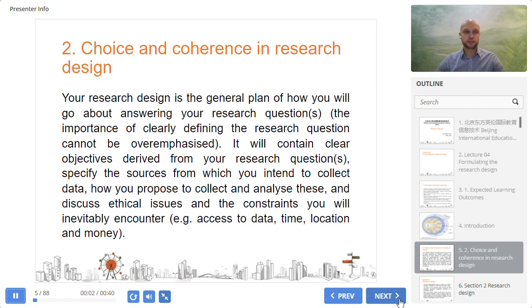Section number 2, Choice and Coherence in Research Design. Your research design is a general plan of how you will go about answering your research question. It will contain clear objectives derived from your research questions, specify the source from which you intend to collect data, how you propose to collect and analyze these, and discuss ethical issues and the constraints you will encounter. For instance, access to data, time, location, and money. Also, it should demonstrate that you have thought through the elements of your particular research design.